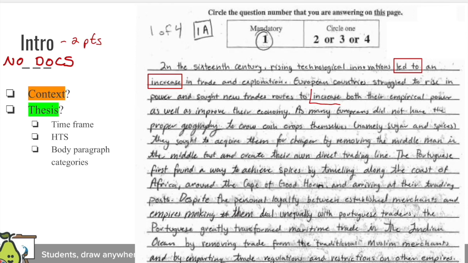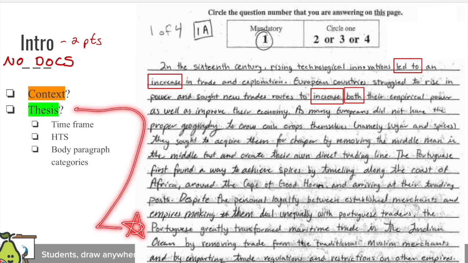So let's read this together and see if this author got those points. I'm assuming that their thesis is going to be down here, okay? Because we tell you in learning how to write an essay that your context should come before your thesis. I haven't read it yet, so I don't know. So let's find out. In the 16th century, rising technological innovations. Now, innovation is inherently a change. To innovate means to make something new.